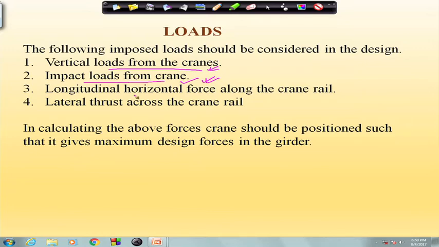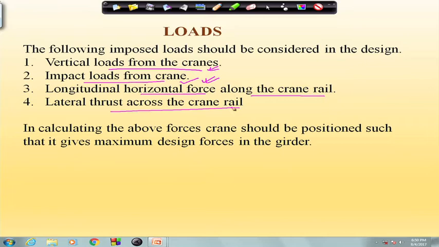Another load is the longitudinal horizontal force along the crane rail. Along the crane rail a certain longitudinal horizontal force will come. So, that has to be taken care of. Next is the lateral thrust across the crane rail. A certain thrust will be generated. So, that lateral thrust also has to be calculated.